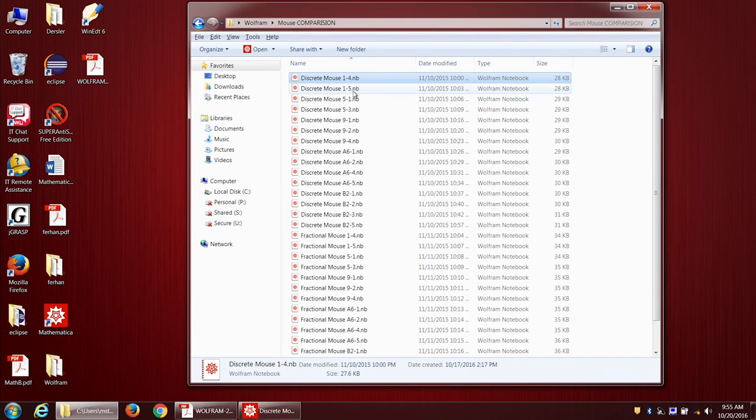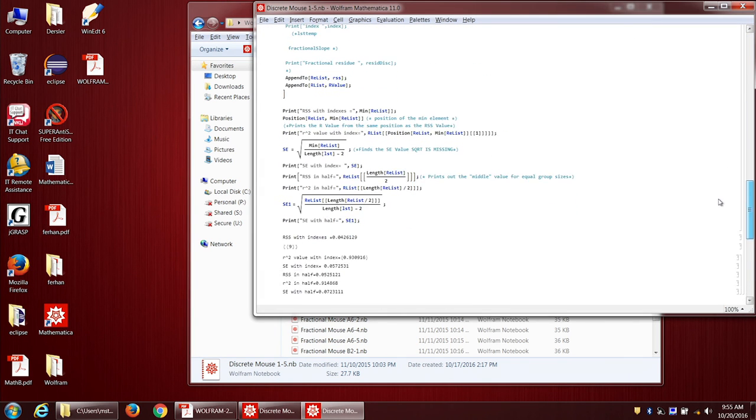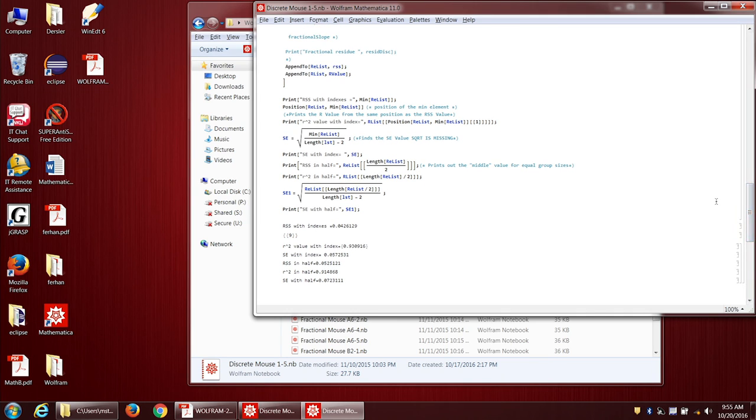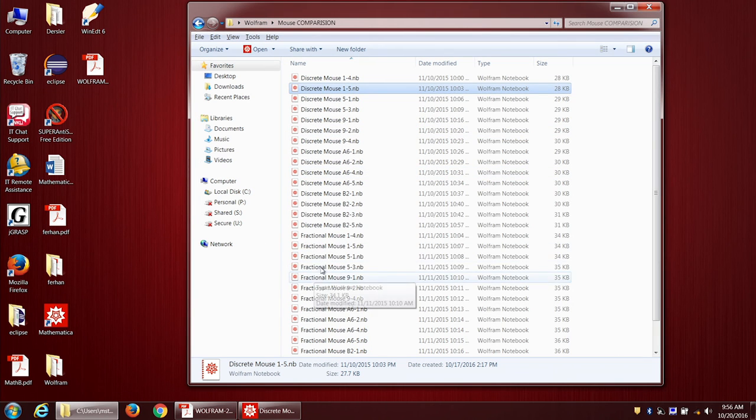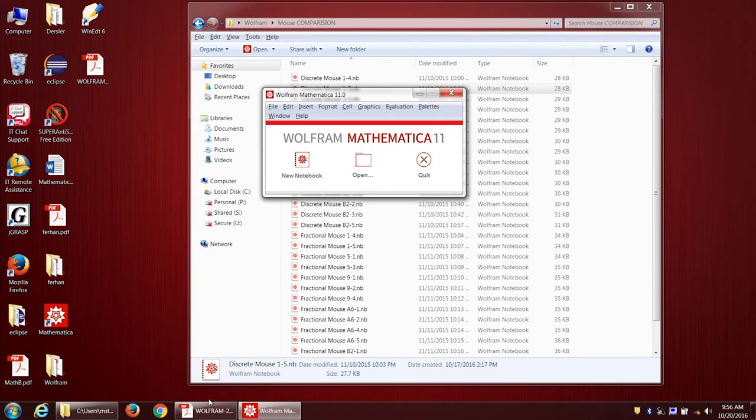And if you look at the other cases, all the discrete cases, you will see that index 9 is better. Now, our data has something like 16, 17 items. So 9 is a little bit over half. So that's a better solution than dividing by half. Okay, so that was for the discrete cases. And we have fractional cases also here. In that case, the only difference is the calculation of the slope.